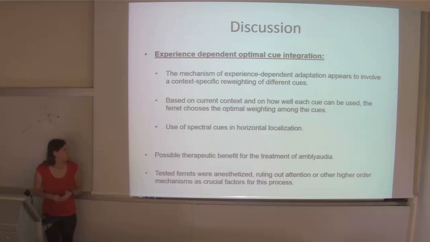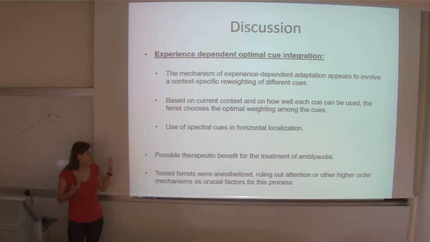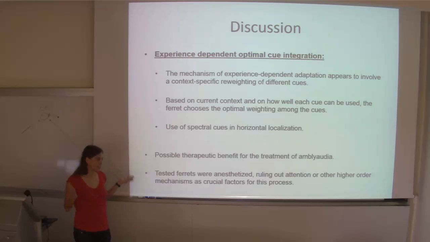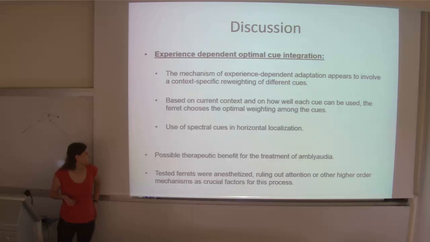And this can also explain the use of spectral cues in horizontal localization, because when we do have binaural cues, we use them, and we use spectral cues in a very little amount, and when you have no choice, then we use it a lot more.